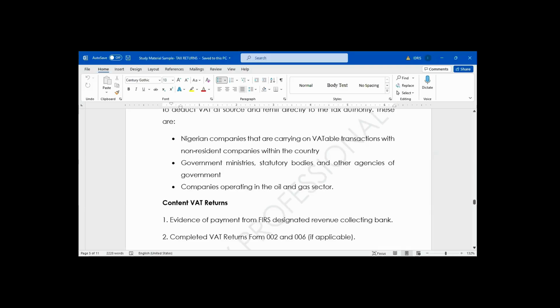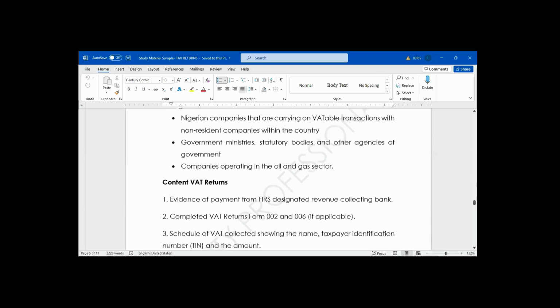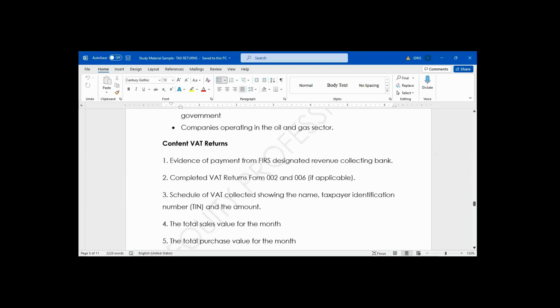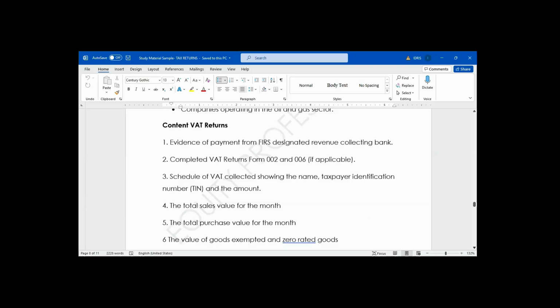And government ministry, statutory bodies, and other agencies of government. They are to file value-added tax return. Companies operating in oil and gas too, they are also to file value-added tax return. Now, what are the contents of value-added tax return?